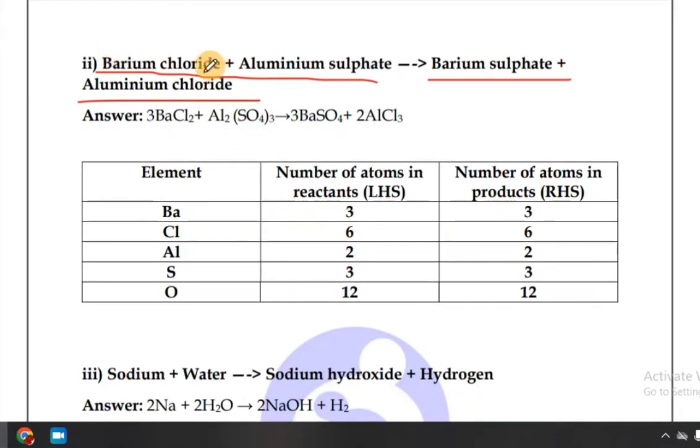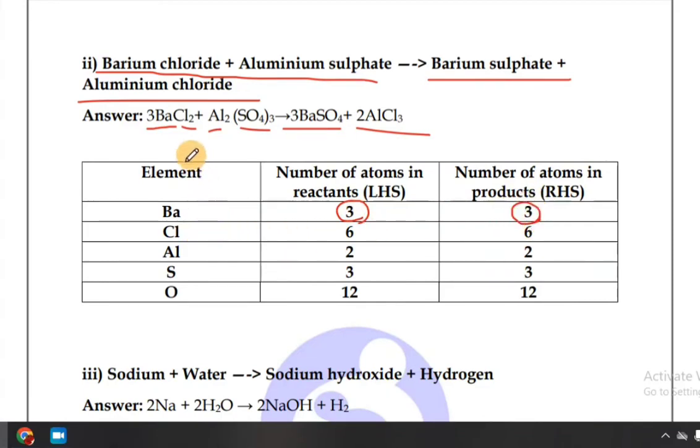So we know we have to convert the statement into its element form. So barium chloride, we should write barium as Ba and chlorine as Cl2. Then aluminium as Al and sulfate as SO4 thrice. And barium sulfate we have to write as BaSO4 and aluminium chloride we have to write as AlCl3. Now we have to list out the elements that are given in the reaction. So they have given barium, chlorine, aluminium, sulfur, oxygen. In reactant side, we have 3 barium, and in product side also 3 barium is there.